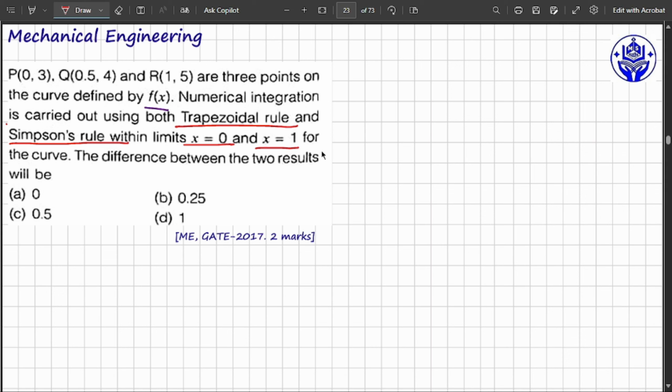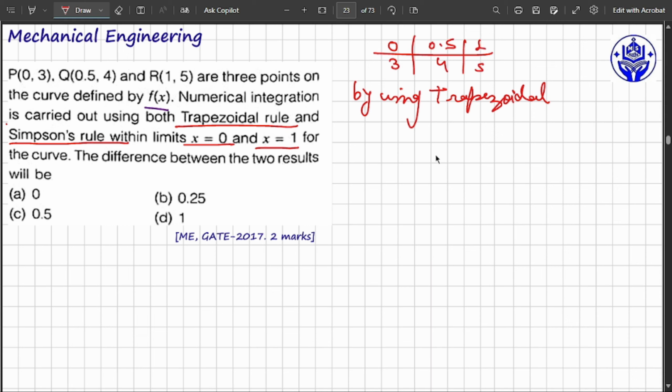Okay, first you will have to calculate using the trapezoidal rule, and then we'll calculate it using Simpson's. So by using trapezoidal, the value of the function at 0 is 3, the value at 0.5 is 4, and the value at 1 is 5. Here h is 0.5, so it will be 0.5 by 2 times y0, which is 3, plus the last, which is 5, plus twice of 4.